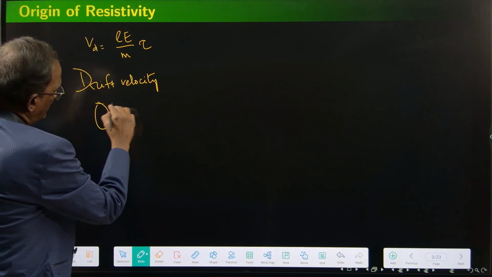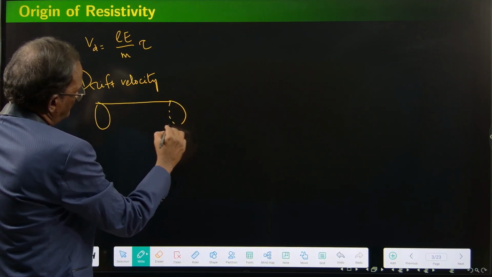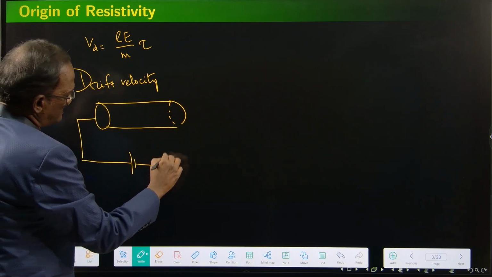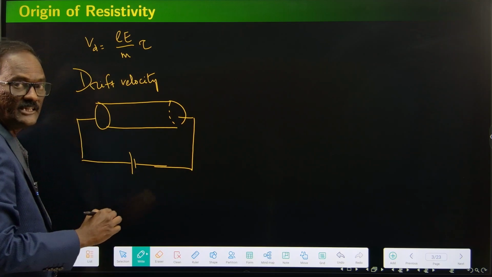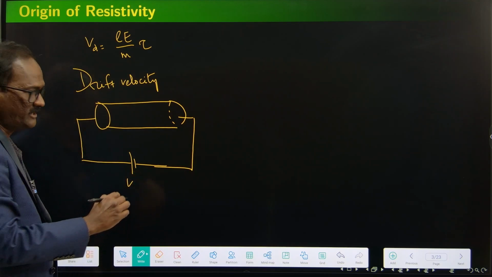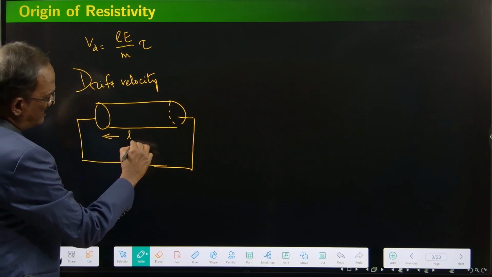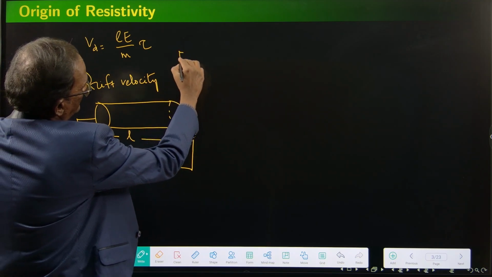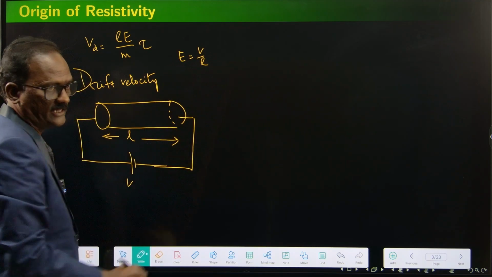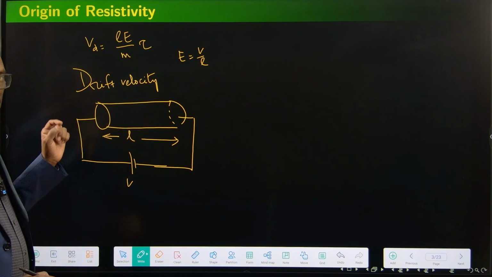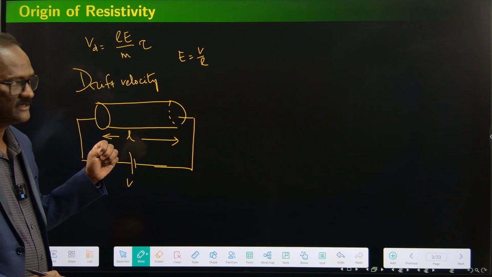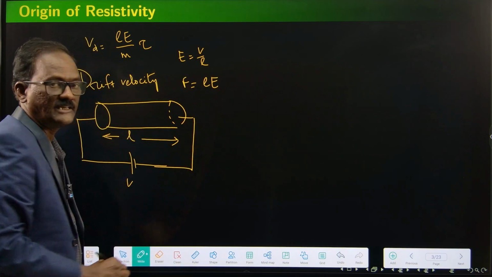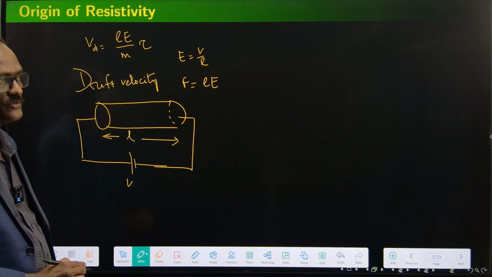I am having one conductor and I am connecting this conductor with a battery. This voltage is V and the length of the conductor is L. V by L is giving me E, the electric field. Then the free electrons are pulled by this electric field, because E and e will give us the force, Coulomb's force, right?